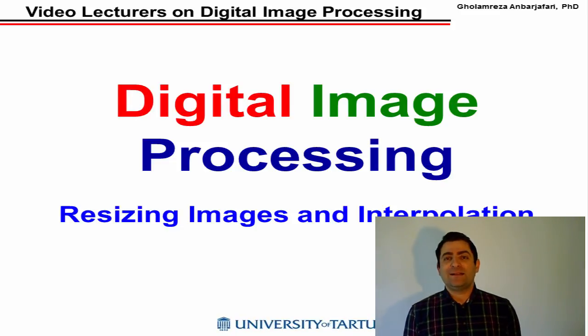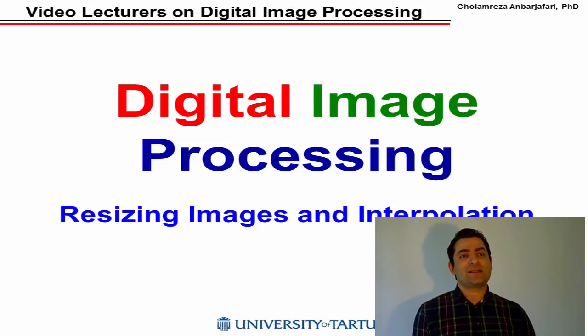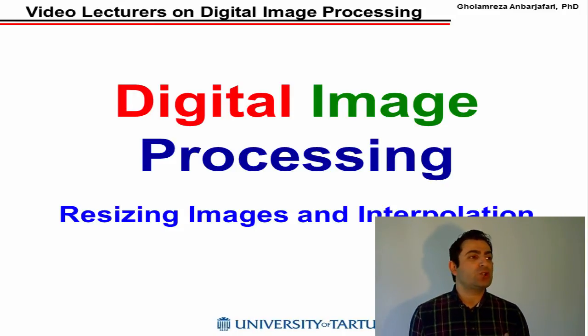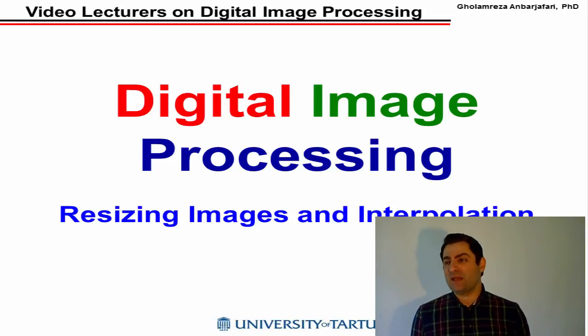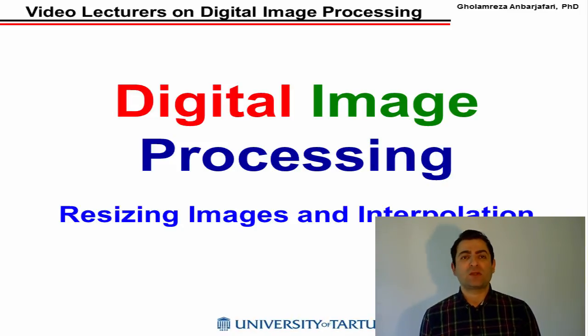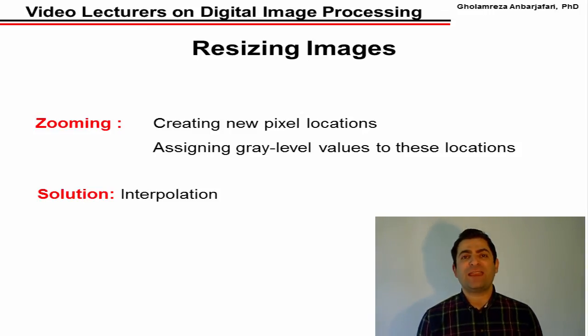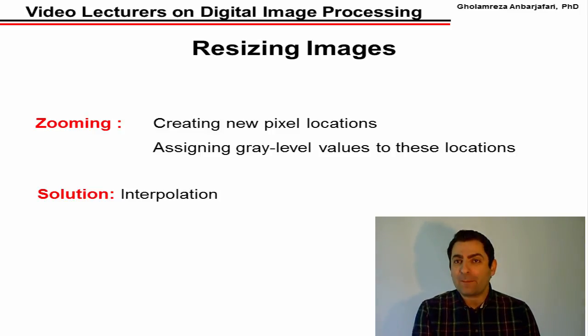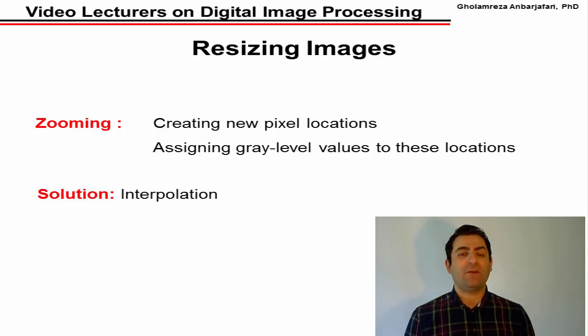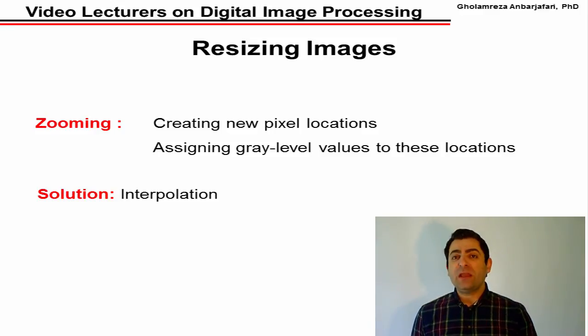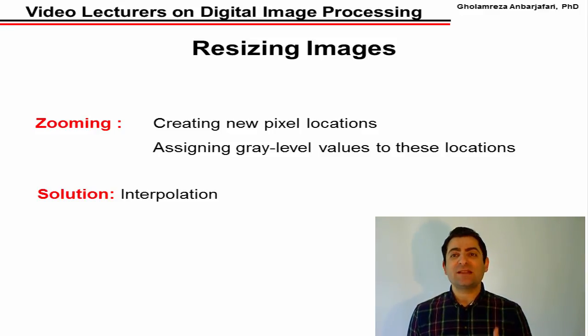Hello class. As I said at the end of the second lecture, today we will start to talk about resizing images. We will talk about zooming and shrinking. Zooming is a method of increasing the size of a given image. Zooming can be viewed as oversampling or upsampling of a given image. Shrinking is actually downsampling of an image.